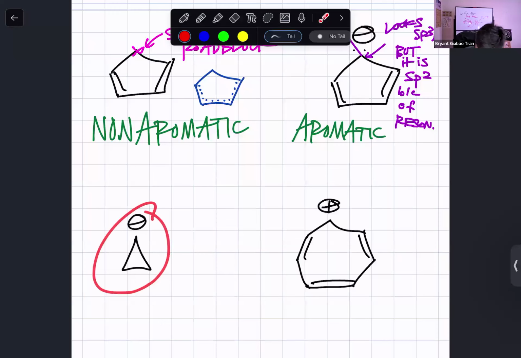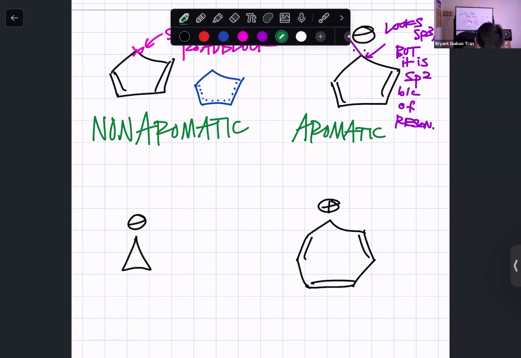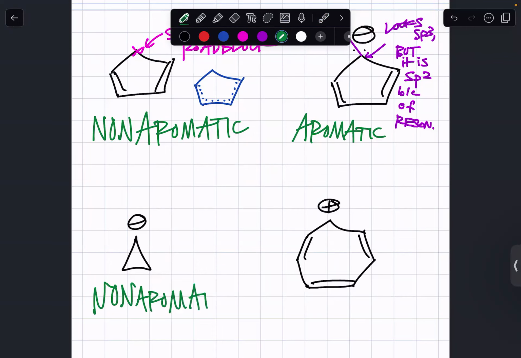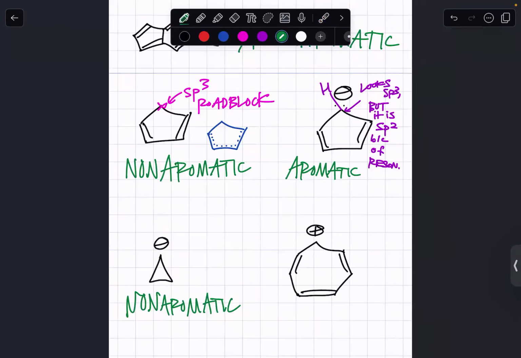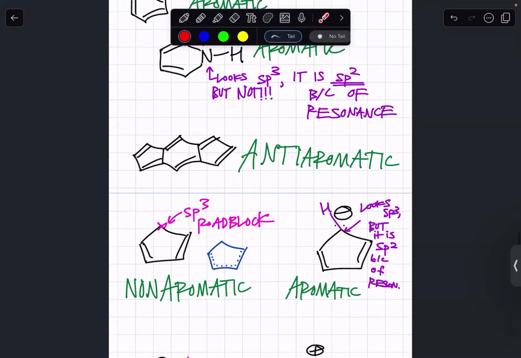What about the third one? Non-aromatic, I think, right? Yes, it is non-aromatic. And why do you say that? You're correct. Because it can't cycle. There's only one bond that can cycle and the other 2 bonds can't cycle. So because it can't cycle, it's non-aromatic. It is cyclic, right? This structure is cyclic right here.